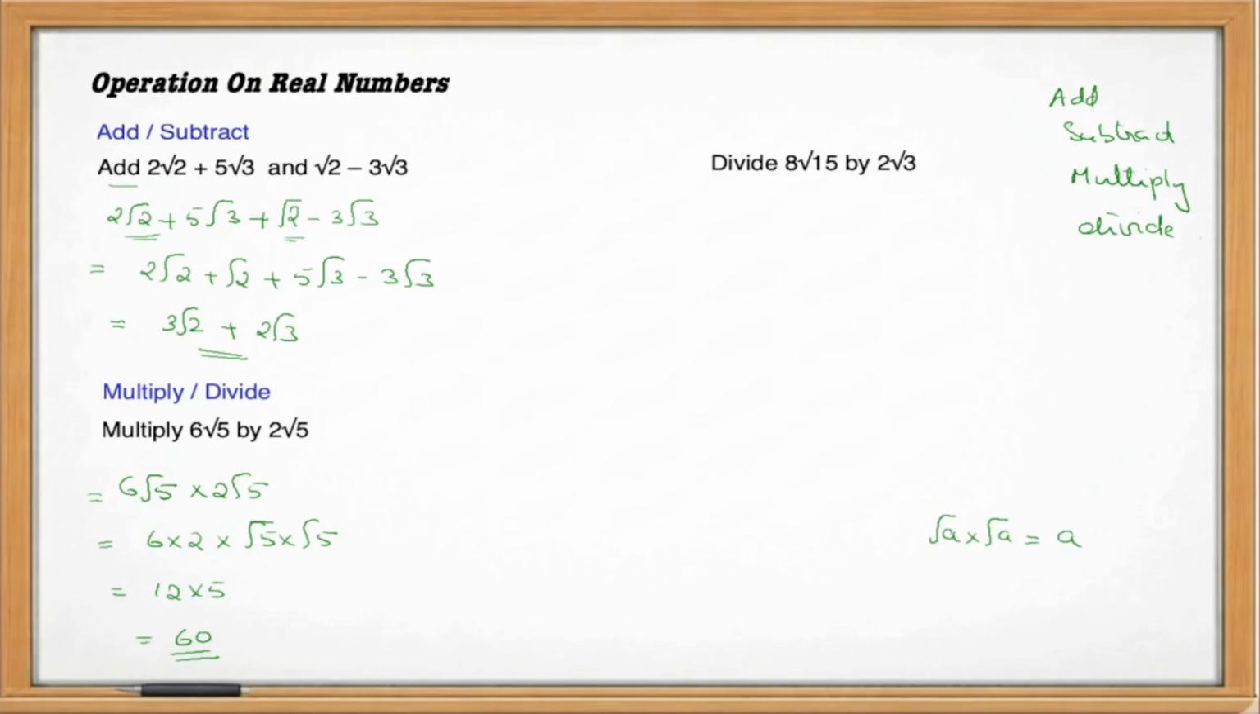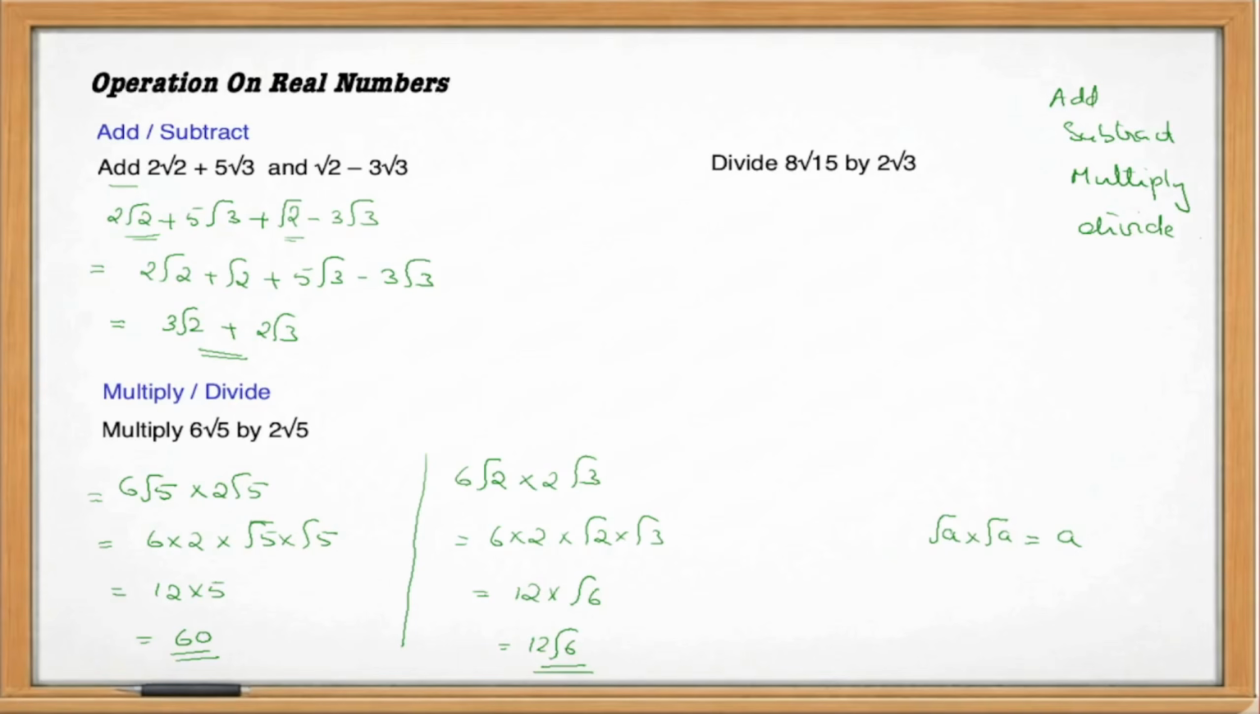But in case the roots are different, suppose it is 6 root 2 into 2 root 3. How will we write? We will write this as 6 into 2 into root 2 into root 3, which is equal to 12 root 6. This is the answer. We multiply the numbers inside the roots, 2 into 3, which is equal to 6. I hope this part is clear.